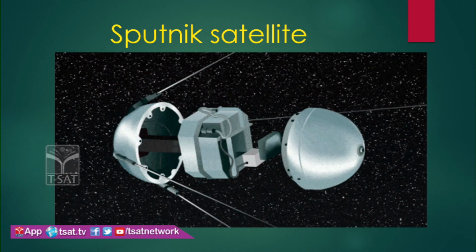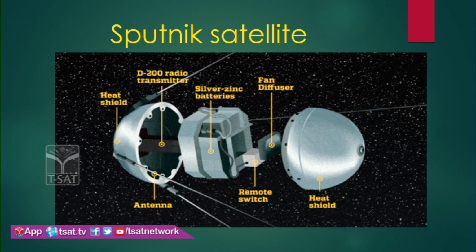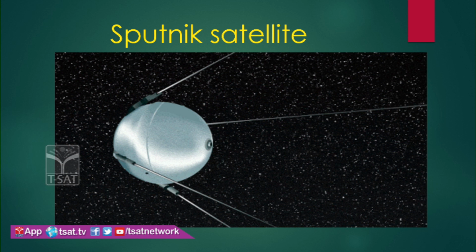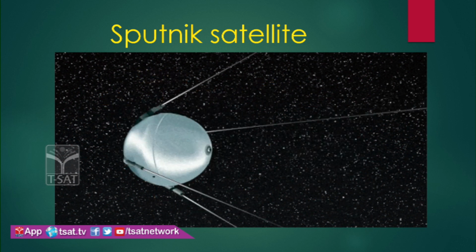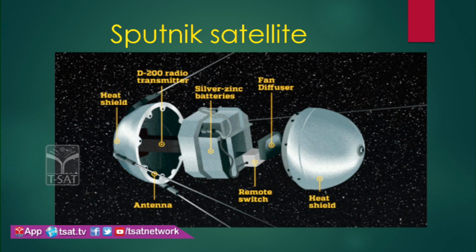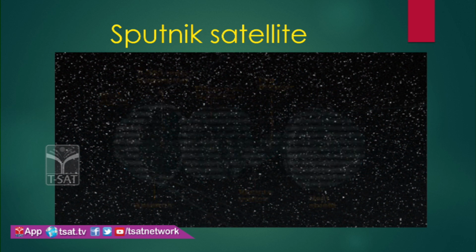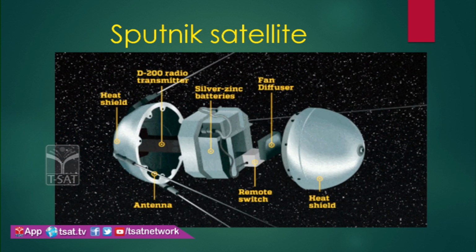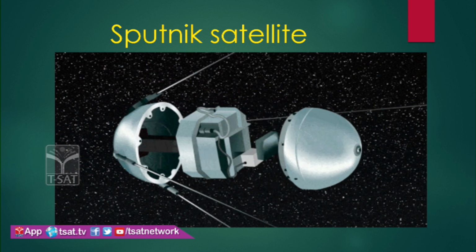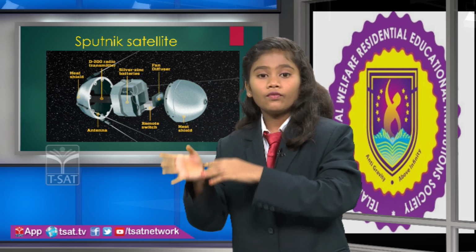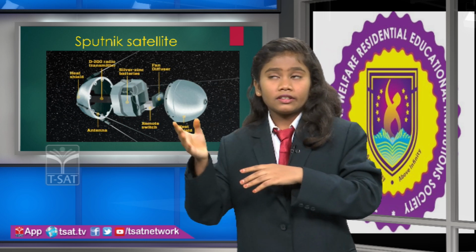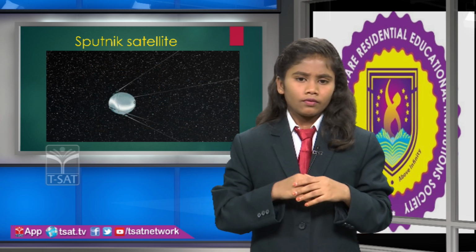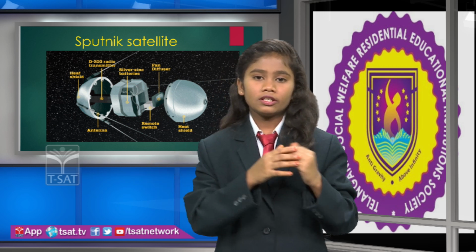Sputnik Satellite. The parts of the Sputnik Satellite are heat shell, antenna, silver zinc battery, D-200 radio transmitter, fan resistor, and remote switch. It was the first satellite. It completed 1,440 orbits. It was launched on October 4th, 1957. The Soviet Union launched the Sputnik satellite.